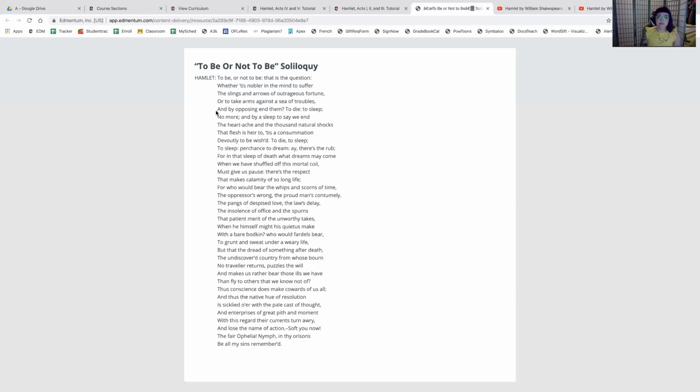So thus conscience does make cowards of us all. So I would rather, my conscience won't let me die. And then, yeah, so that's sort of what that point is. So it's to give us that inner view of what Hamlet is really going through right now.